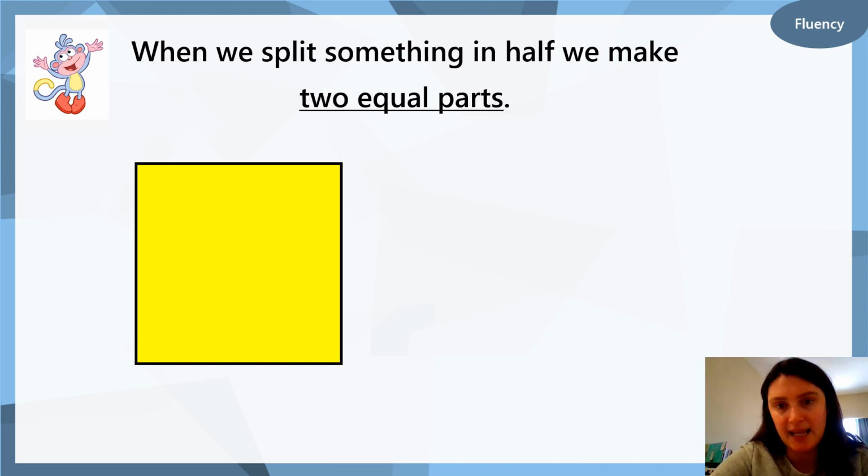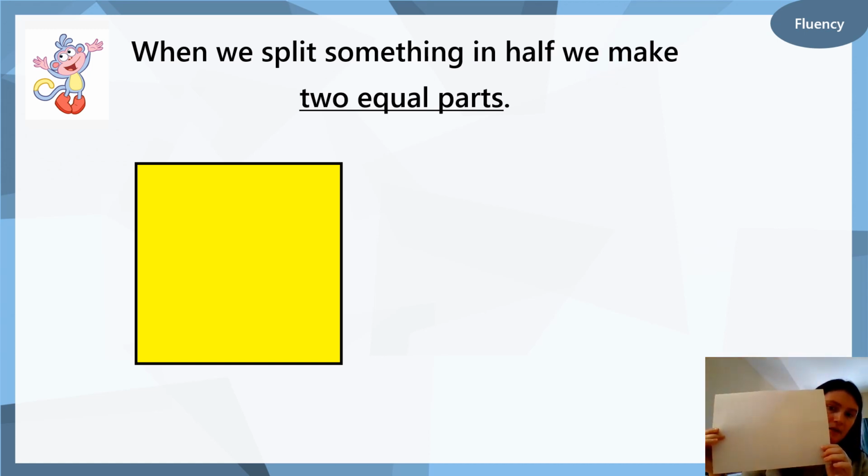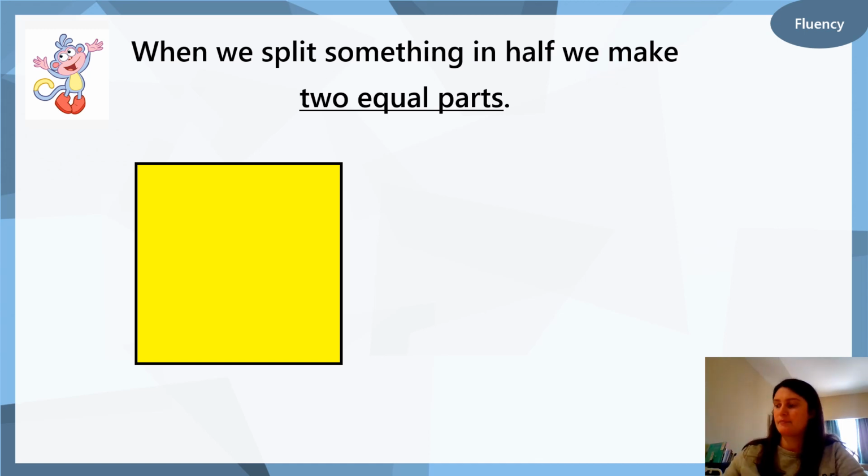So when we split something in half, we make two equal parts. So with our paper, we can fold it in half going down, or we can fold it in half going across. So if this is my paper, I can fold it in half this way and make it into two equal parts, or I can fold it in half this way and make it into two equal parts. So remember, when we're splitting things in half, we always make two parts.